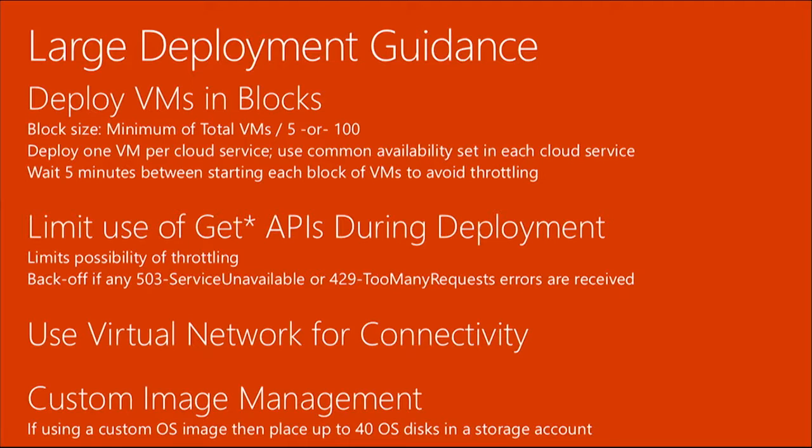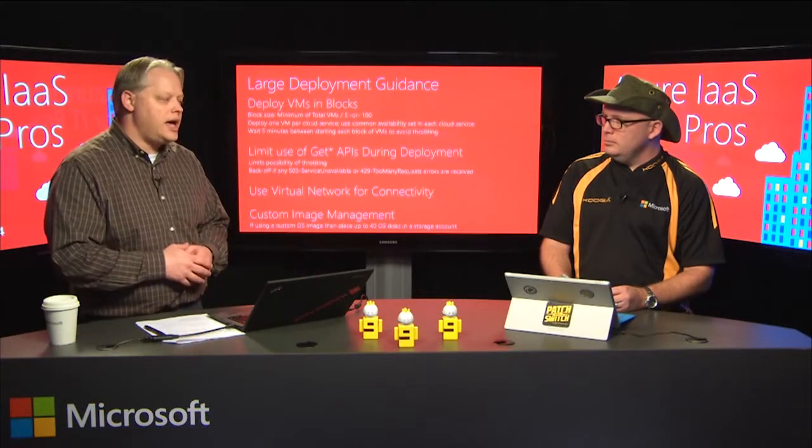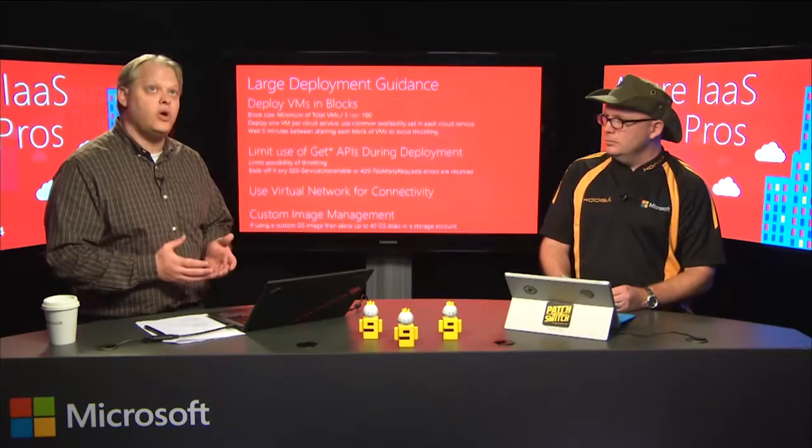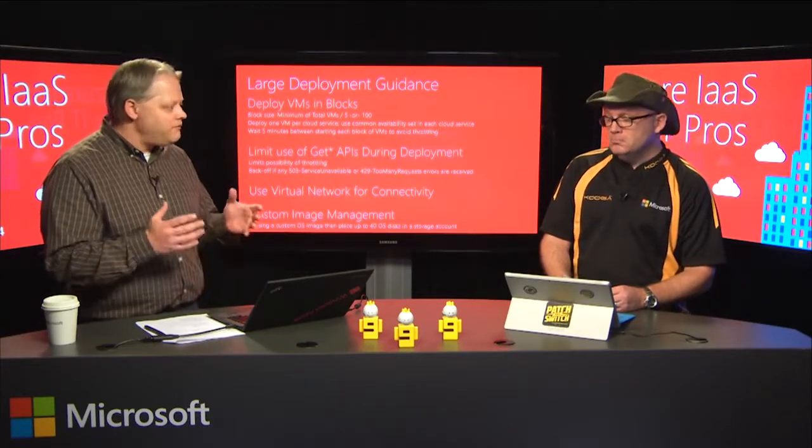Use a virtual network for connectivity. That allows you to put that set of virtual machines into that one network to connect and communicate within the same data center side network. In a current virtual network, the current scale is 2,048 virtual machines within that virtual network, and so it should allow you to do fairly large deployments.